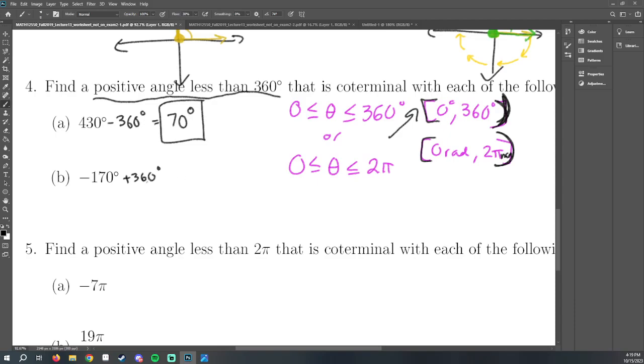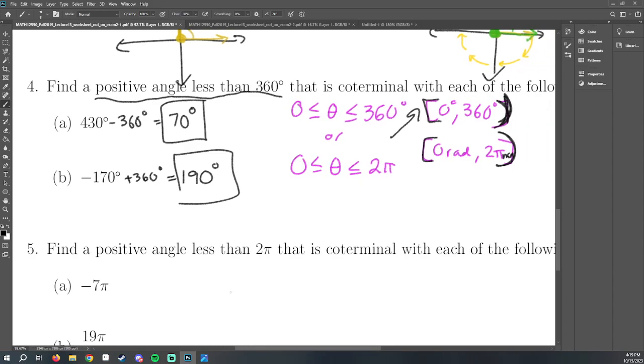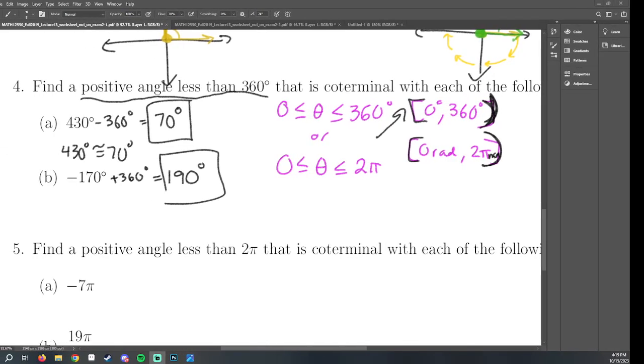So this gives us negative 170 plus 360. What does that give us? Is that 190? Yeah, it looks like 190 degrees. Again, these are things you can do very easily on a calculator or in your head or on paper. And again, I'm saying equals here. We wouldn't actually say 430 degrees equals 70 degrees. Sometimes we might say they're congruent, but in this case, I'm saying 430 minus 360 equals 70, not that 430 equals 70.